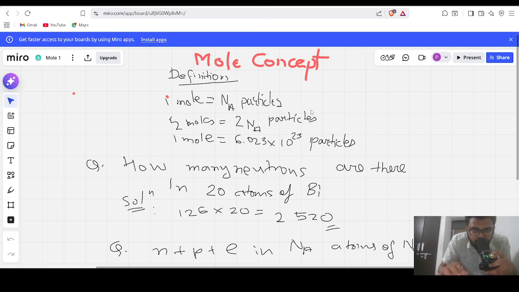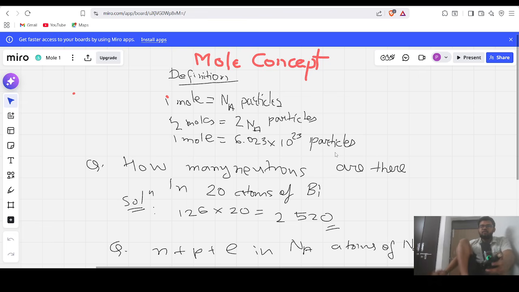First of all, 1 mole is Na particles. So 2 mole is 2 Na particles. And how many entities does 1 mole contain? 1 mole contains 6.023 into 10 raised to power 23 particles.